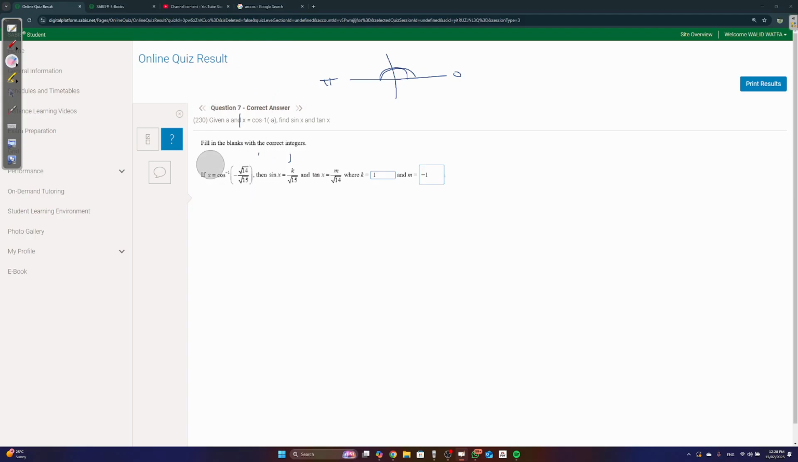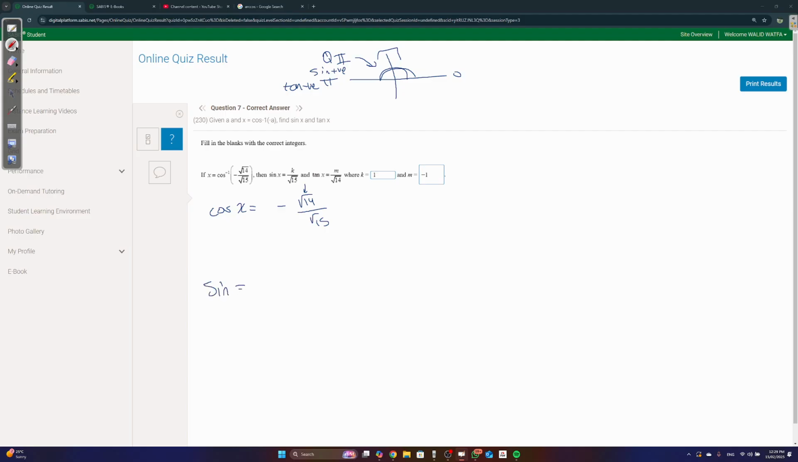Let's see. They told us cosine x is equal to cosine inverse of this. So that means cosine x is equal to negative root 14 over root 15. When is cosine negative in these two quadrants? Obviously here, right? So we're going to be working in quadrant 2. So that means cosine is negative, sine is positive, and tan should be negative as well.